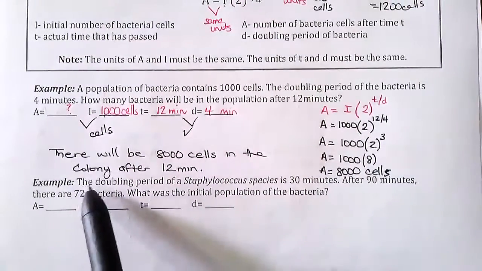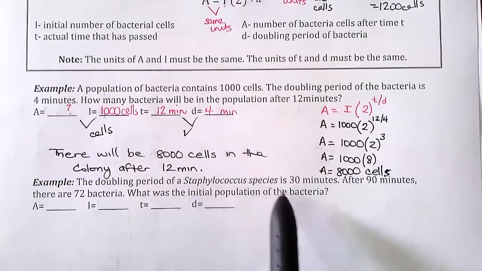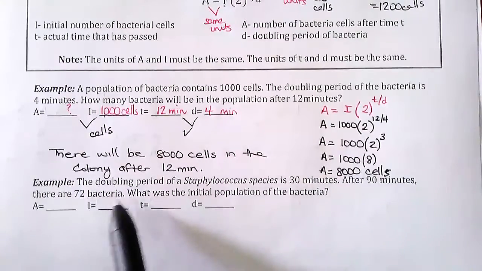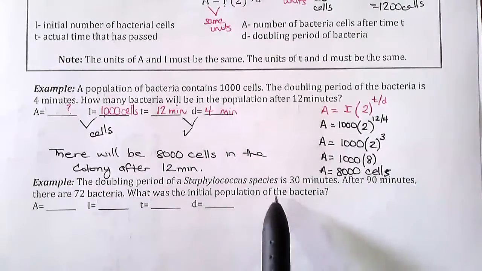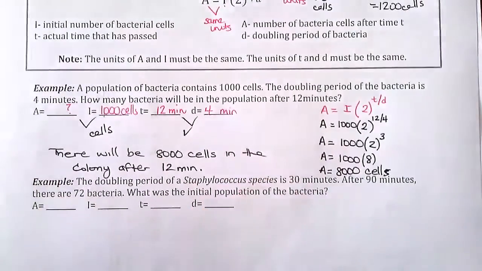Let's look at this example. The doubling period of Staphylococcus species is 30 minutes. After 90 minutes, there are 72 bacteria. What was the initial population of the bacteria? So again, the doubling period is 30 minutes. We can write that down.